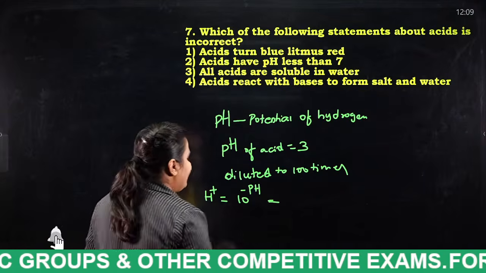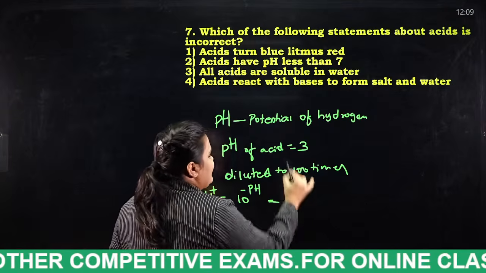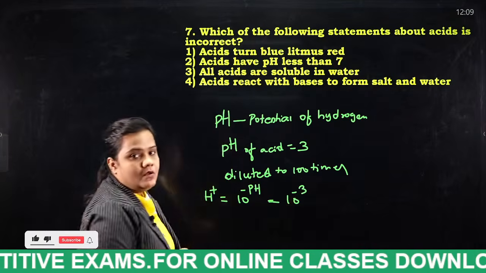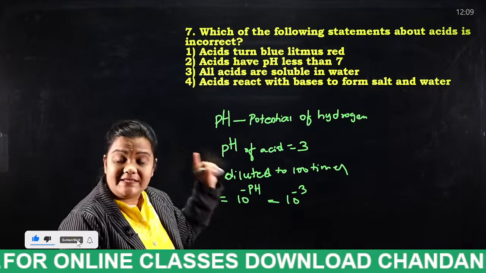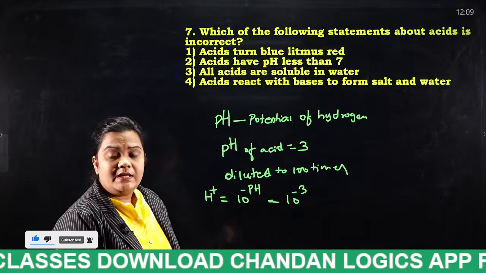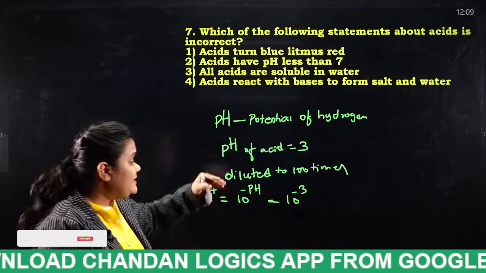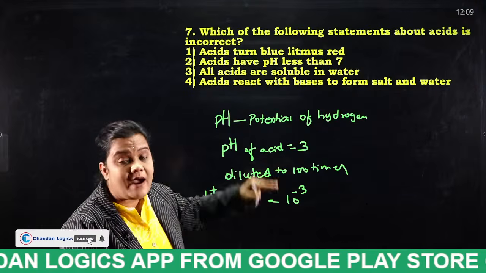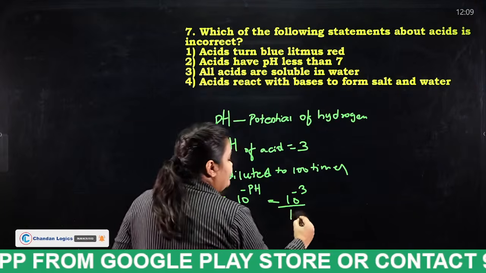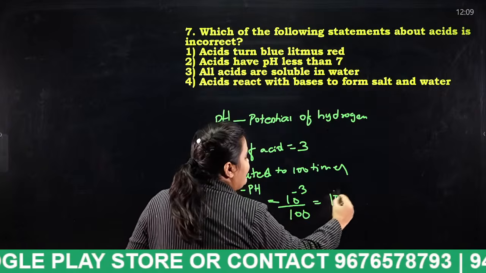So what does it come to? 10 power minus 3, since the pH value is 3. They said that it is diluted 100 times, which means this value is divided by 100. So what does it come to? 10 power minus 5.